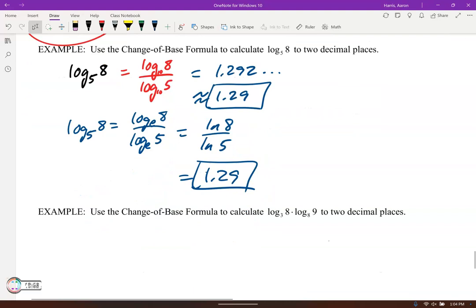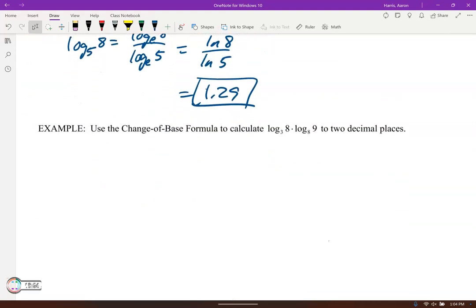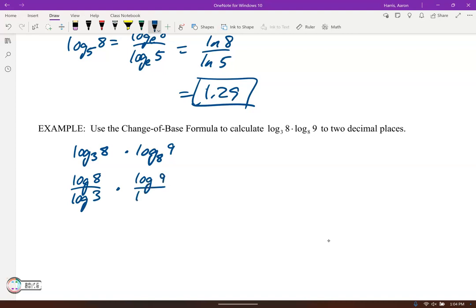For any old base, you can change the base. Here's where it could play into simplifying as well. Notice that if I change the base on this to base 10, I'd have log of 8 over log of 3. Again, that's base 10. Change this to base 10, so that's log of 9 over log of 8. Notice our log of 8's cancel, so I'm left with log of 9 over log of 3.